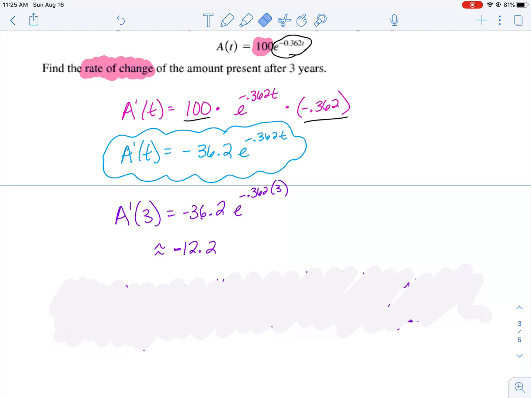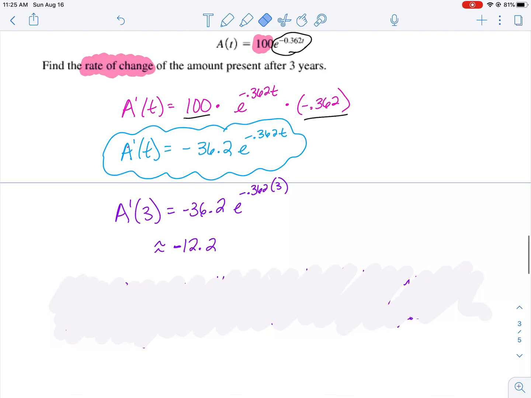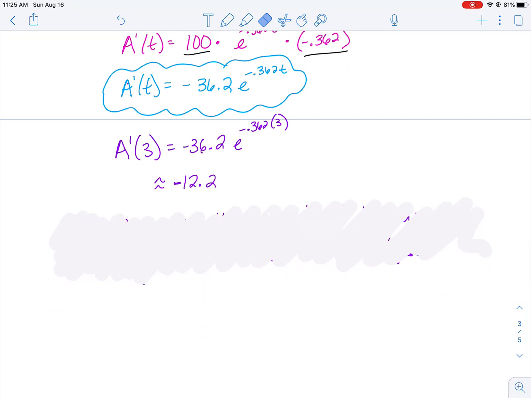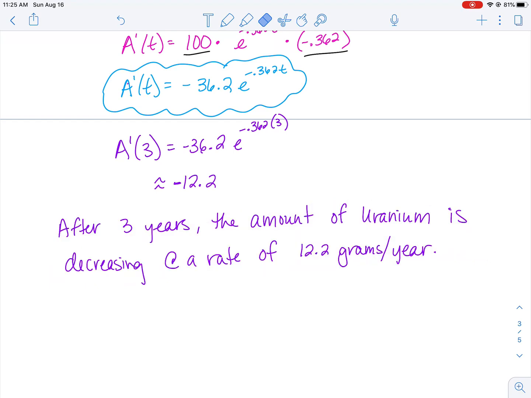So what does that mean? Well, let's write an answer with the 3 things, a sentence with the 3 things that we need. When is this happening? What is happening? And what is our answer with correct units? Well, after 3 years, the amount of uranium is decreasing. I knew that because it was a negative answer, right? My rate of change was negative. That means it's going down. After 3 years, the amount of uranium is decreasing at a rate of 12.2 grams per year. Not just grams, but grams per year. It should be a rate, and so you should have some sort of ratio there of grams per year.